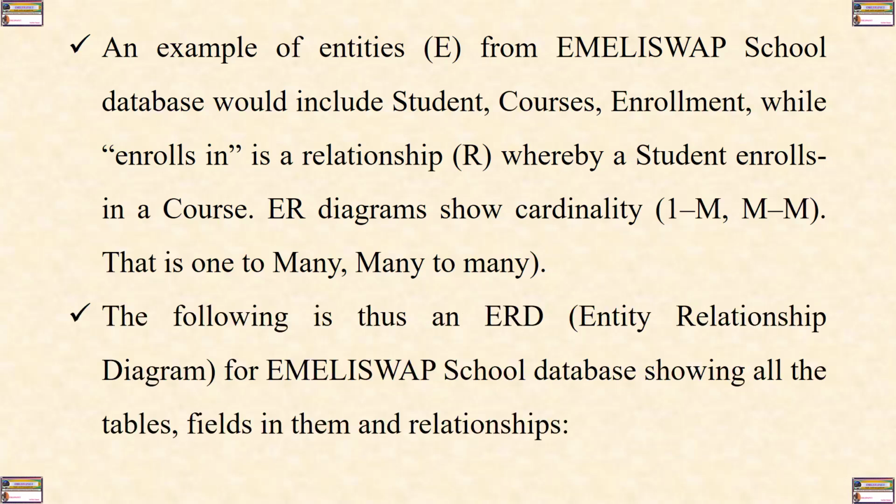So the following is an entity relationship diagram that indicates how various fields are related between one table and another in the database we are going to create, which is the Emily Swap School database. It shows all the tables that our database will have, the fields in them, and the relationships. Note, what I'm calling tables, you can call them entities.